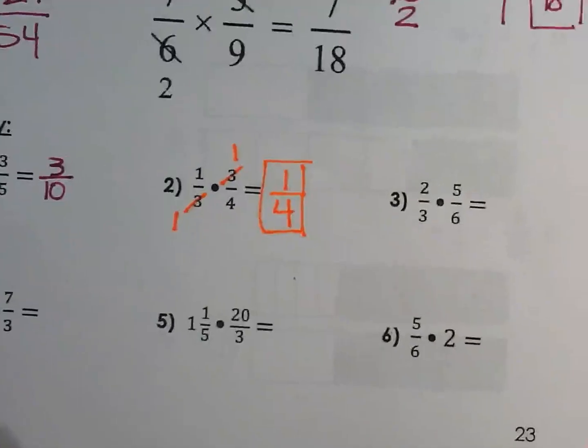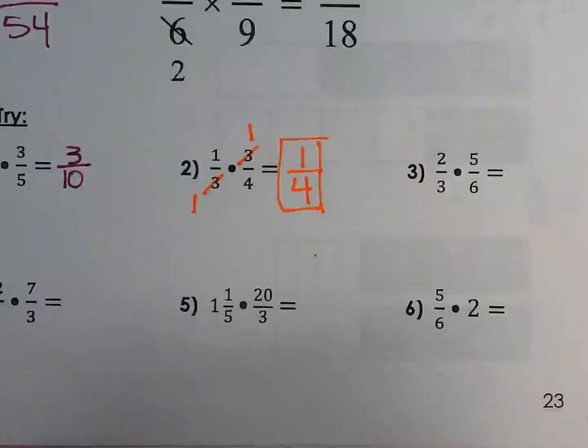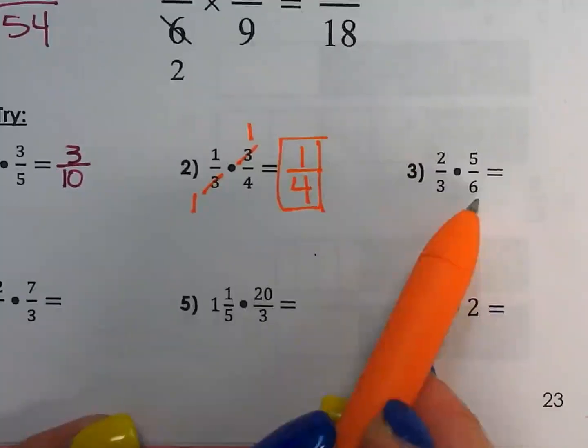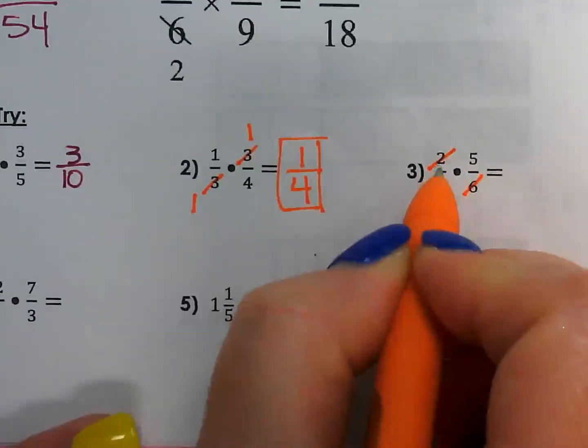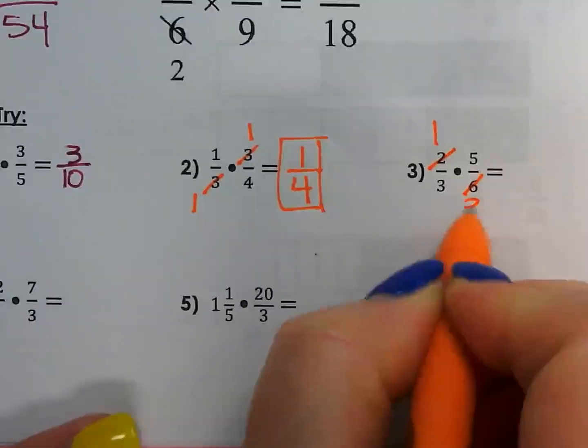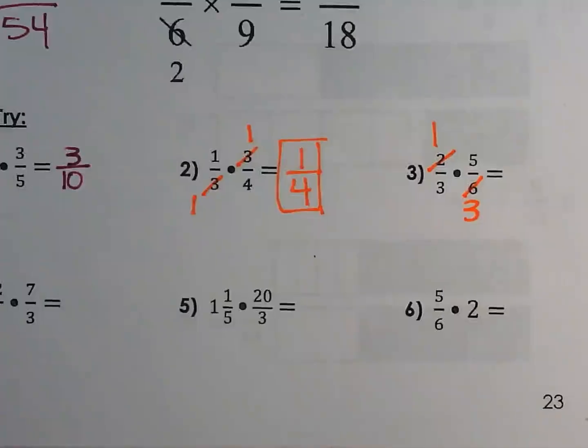All right, let's take a look at number 3. Do you guys see any common factors, top to bottom, that share? 2 and 6. What's the common factor between them? 2. So we divide by 2. What do you get on top? 1. And on the bottom? 3. Any other common factors, top to bottom? I do have 2 3s in there, but they're both in the bottom. I can't simplify. So we're just going to multiply.